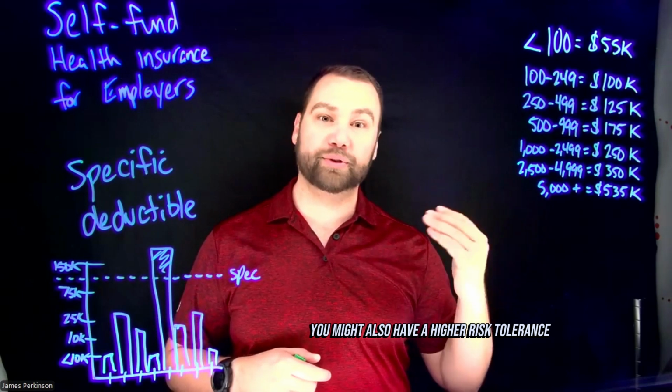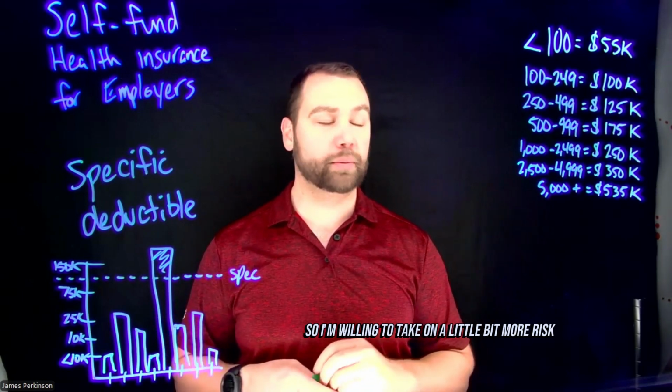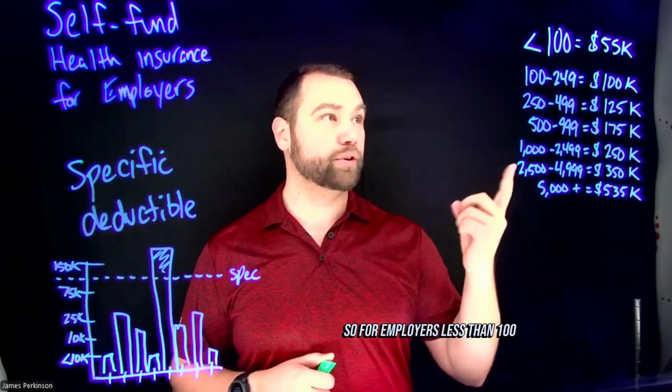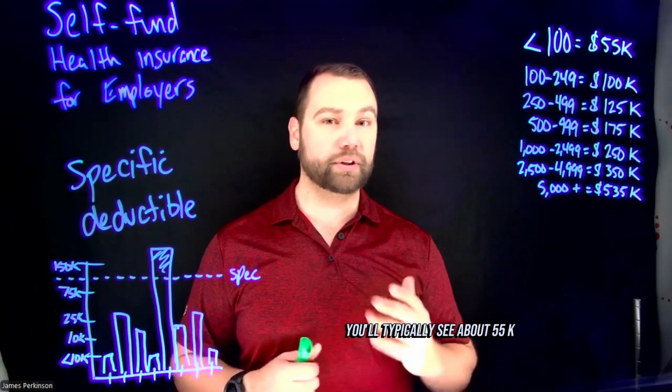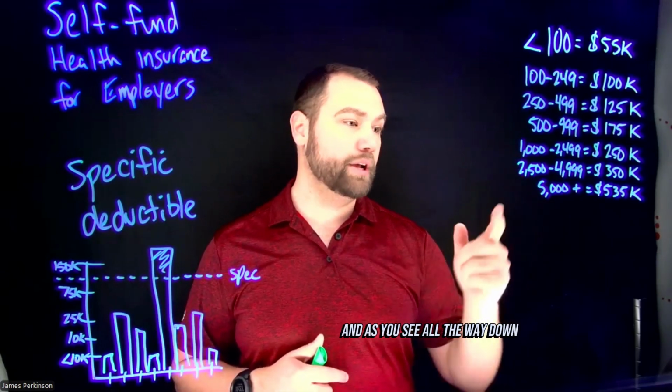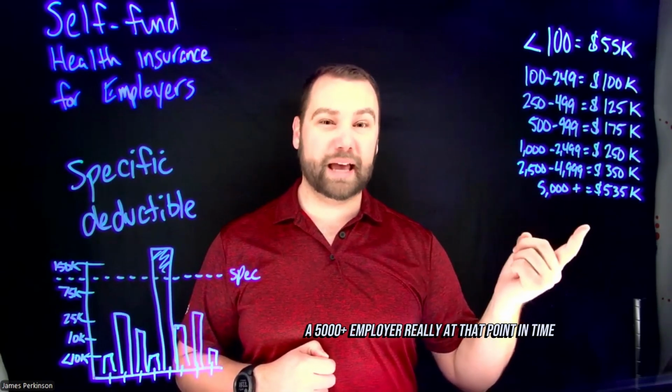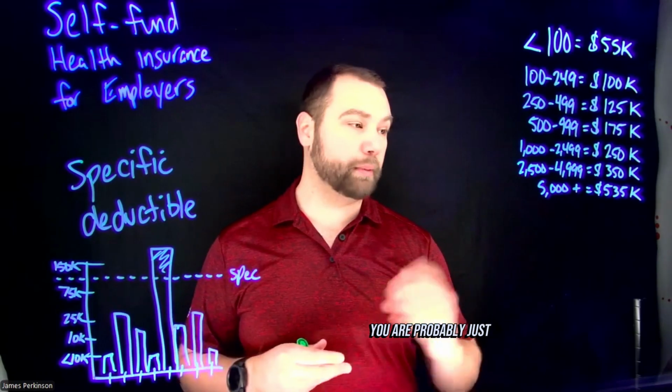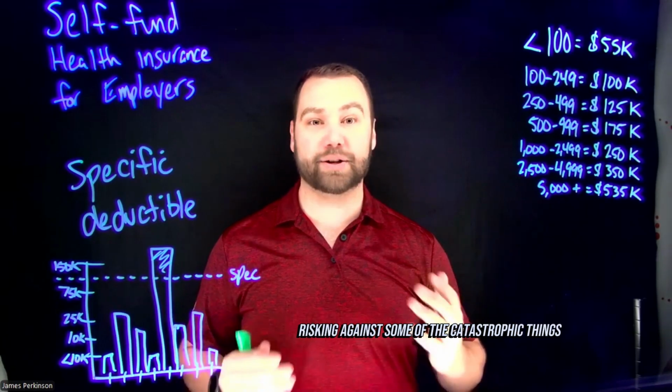But for those, you might also have a higher risk tolerance and be willing to take on a little bit more risk than what the median is showing here. So for employers less than 100, you'll typically see about 55K. And as you see all the way down, a 5,000 plus employer, really at that point in time, you are pretty much self-funded. You are probably just risking against some of the catastrophic things.